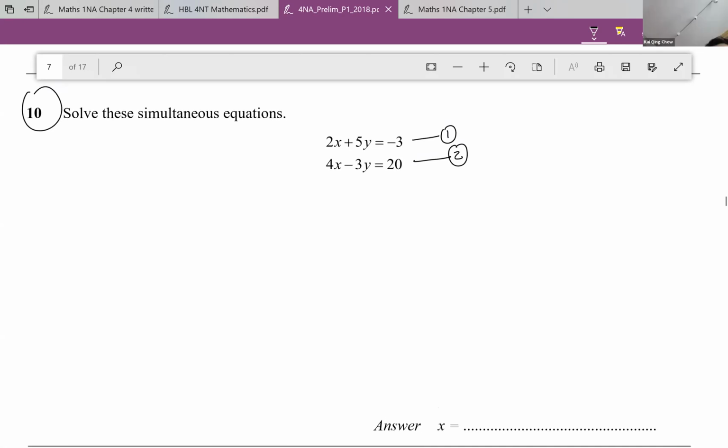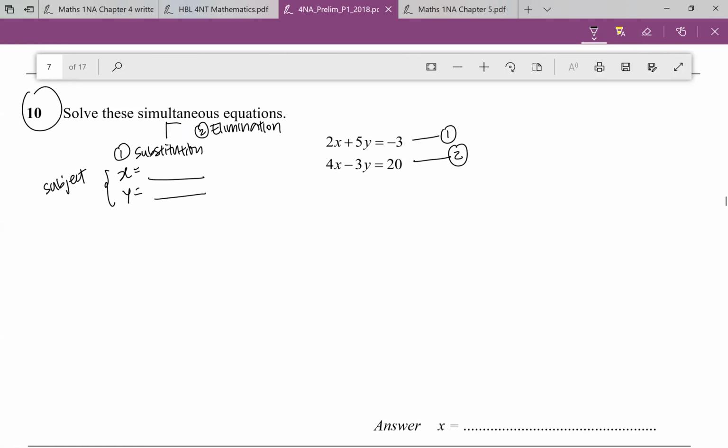Okay, solve this simultaneous equation. So what are the 2 methods you learned? Substitution and elimination. Very good. I will tell you when to do which. You do substitution when you get x equals to something or y equals to something. That means either x or y is the subject, so it's easier. But this question definitely not, because nobody is the subject here.